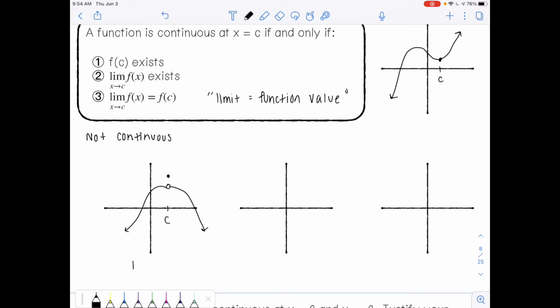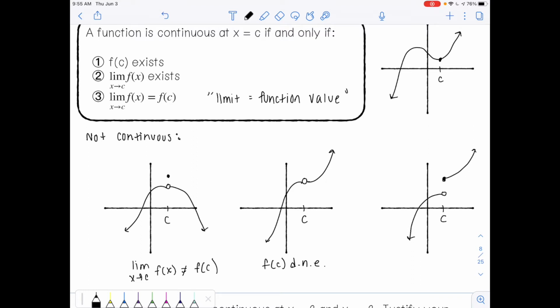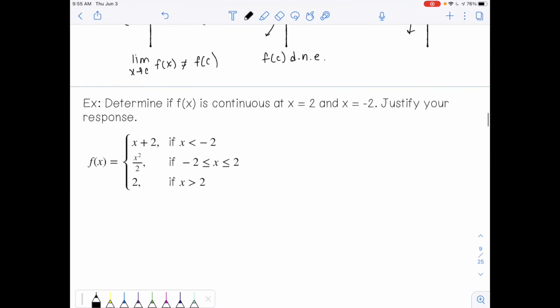The limit there exists, but the limit is not equal to the point. So in this case, the limit as x approaches c of f of x does not equal f of c. And another easy way to do this is to say f of c does not exist. Just some things to be careful of. And then we can also say f of c exists, but now the limit no longer exists at that point. Just some things to be aware of.